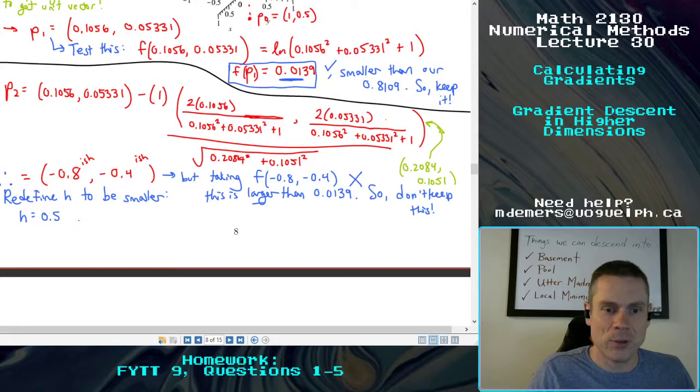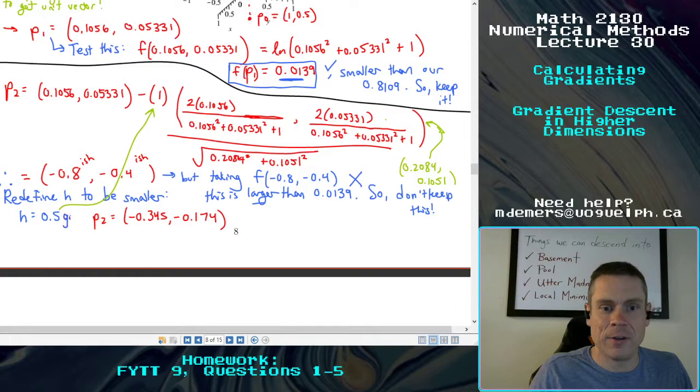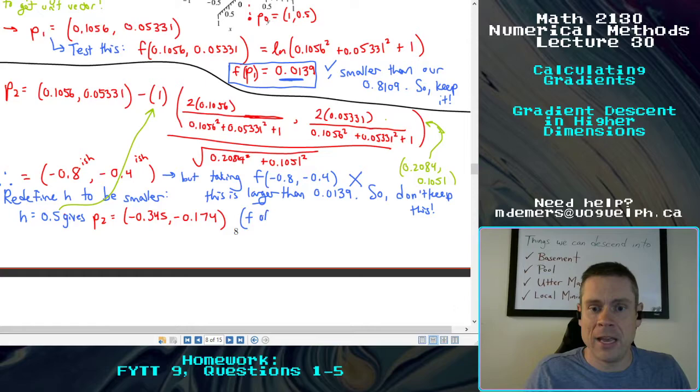So if you do h equals 0.5, you get p2 equals negative 0.345, negative 0.174, right? That's just going back and trying again, using a different h and putting it right into this quantity right there instead of the 1. So h equals 0.5 is going to give p2 equals this. And if you evaluate f at that point, f of this is still too big. X, h equals 0.25.